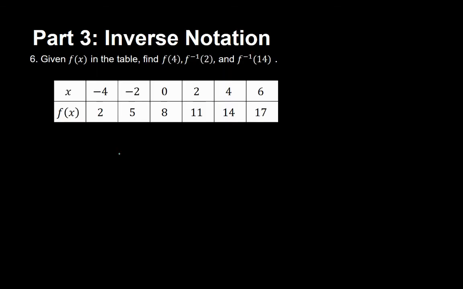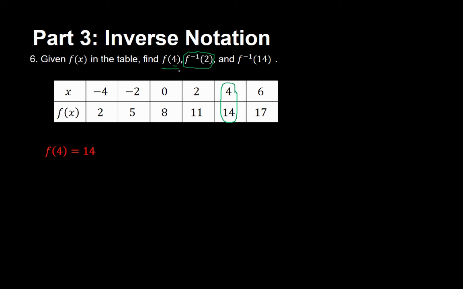Okay, we're going to do one last one and talk about inverse notation, which means just like what this is, this with the -1. That's called inverse notation. Okay, so it's saying given f of x in the table, find f of 4. Let's do that one first. So it's saying if you plug in 4, what is the output? So 4 is here. If you plug in 4, you get 14. So f of 4 is 14.